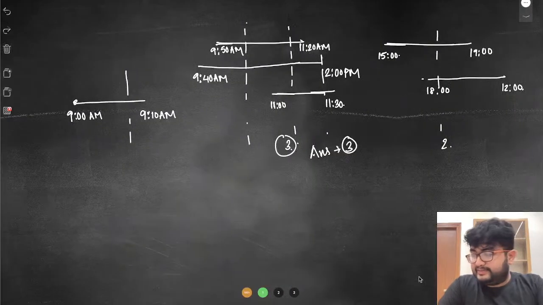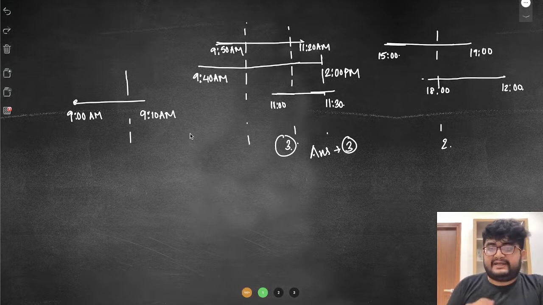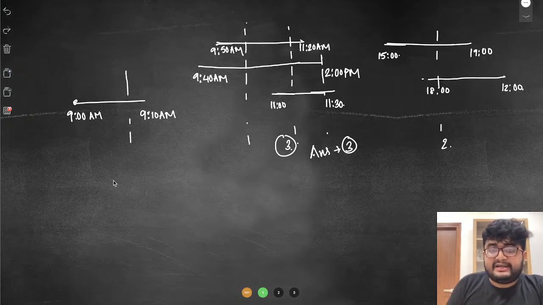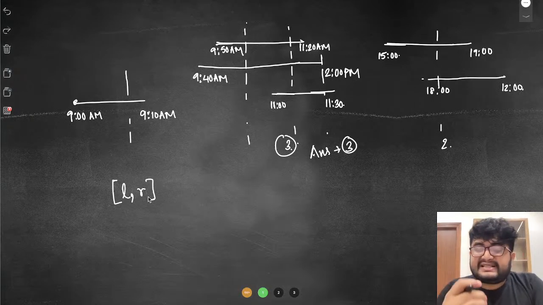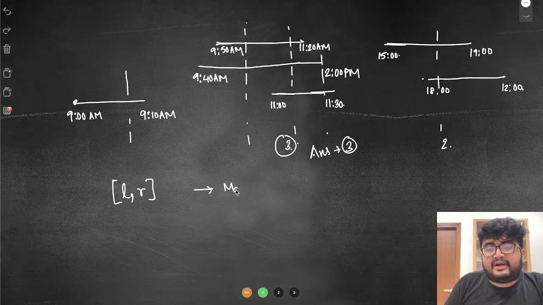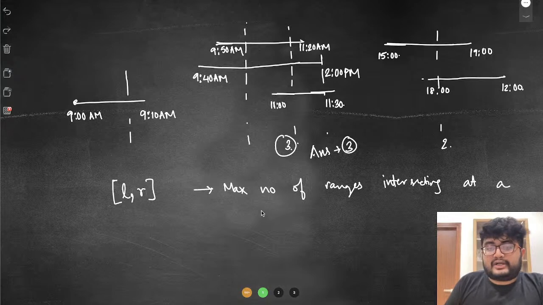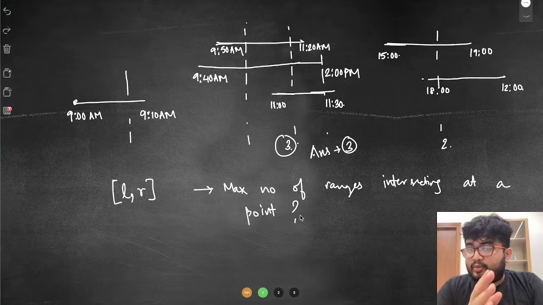So how can we do this? A very simple approach: whenever you have ranges, what is the essential question? You are given ranges, L to R. What is the maximum number of ranges that can intersect at any point? So what you have to find is the maximum number of ranges intersecting at a point. That is what you have to find.